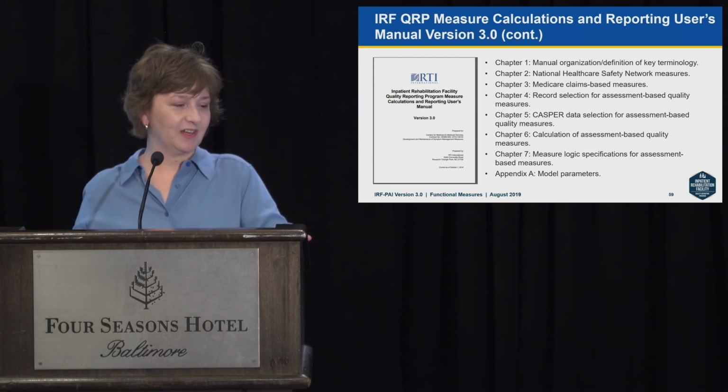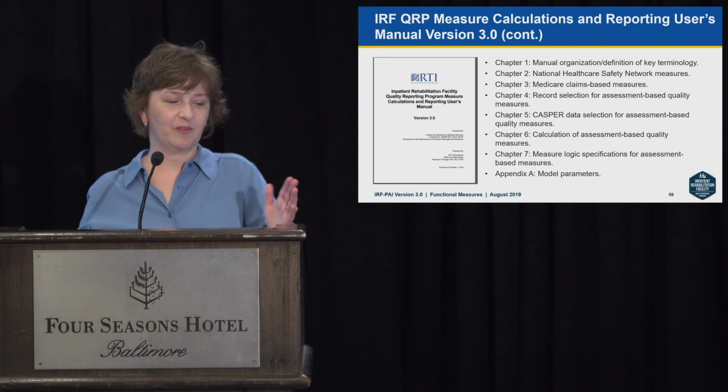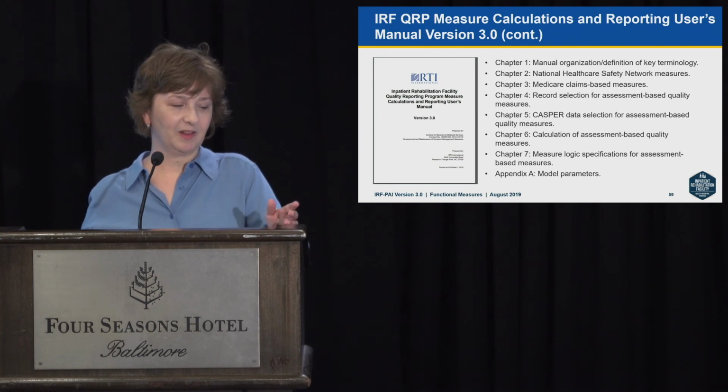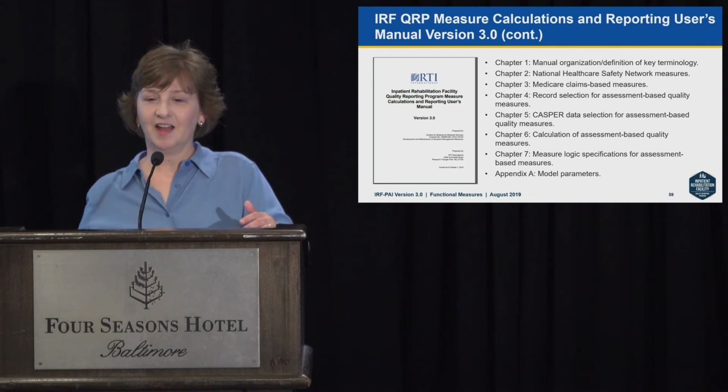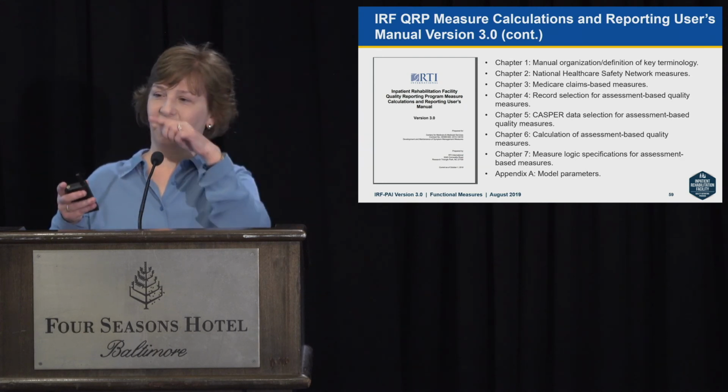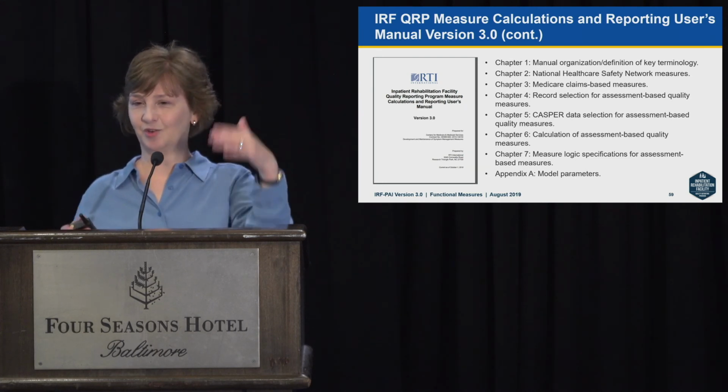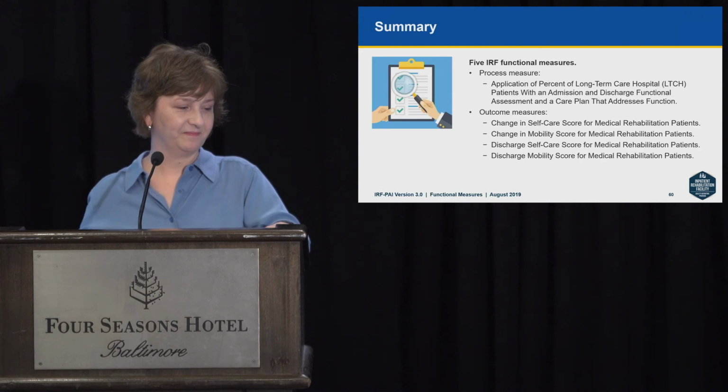The next chapter talks about some of the reporting data that's available. Chapter 6 talks about the calculation process. There's more logic available in Chapter 7, and then Appendix A is that table that I showed you. All of that is right there.